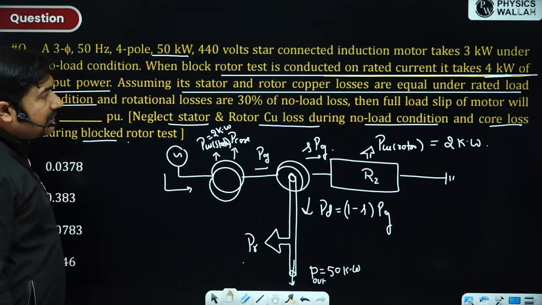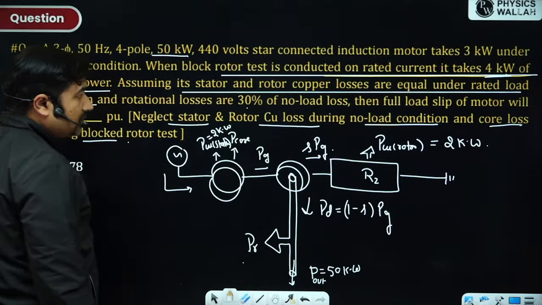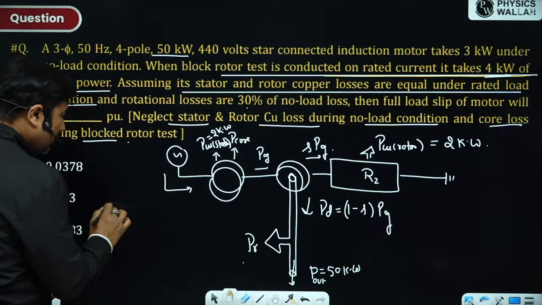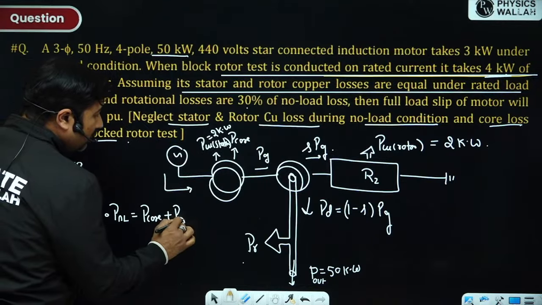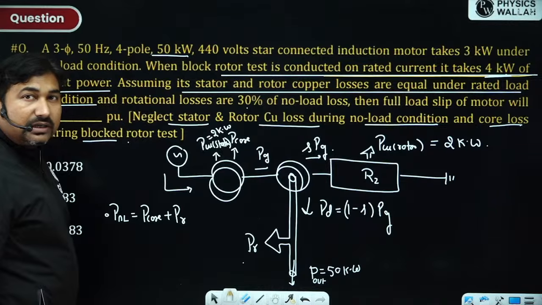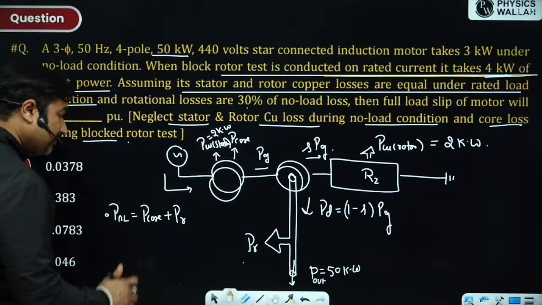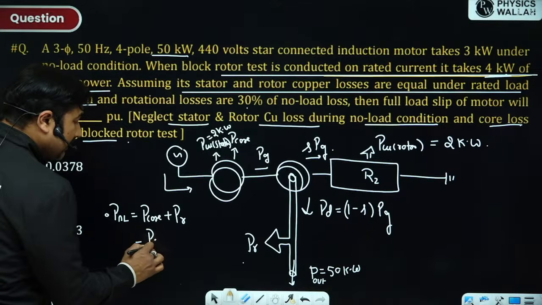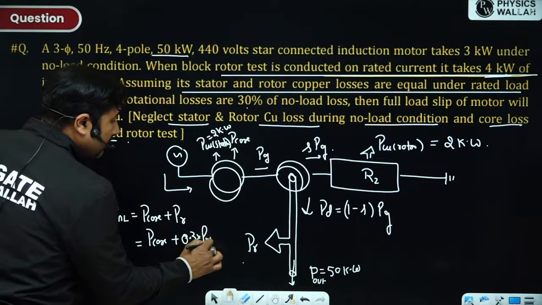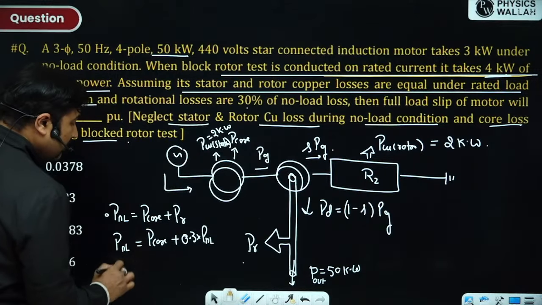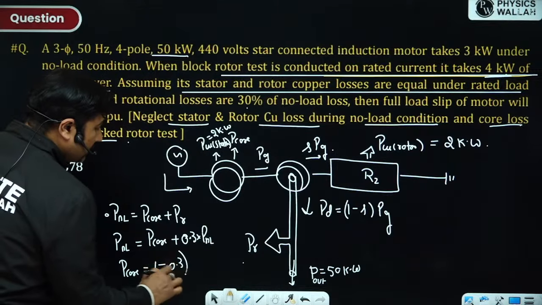Further, rotational losses are 30% of the no load loss. So what is the no load loss? As per the given information, no load loss is core loss and rotational loss, because during no load condition it is given that we neglect stator and rotor copper losses. So only these two losses will be there. Rotational losses are 30% of the no load loss. So what would be your core loss? 1 minus 0.3 times the no load loss.